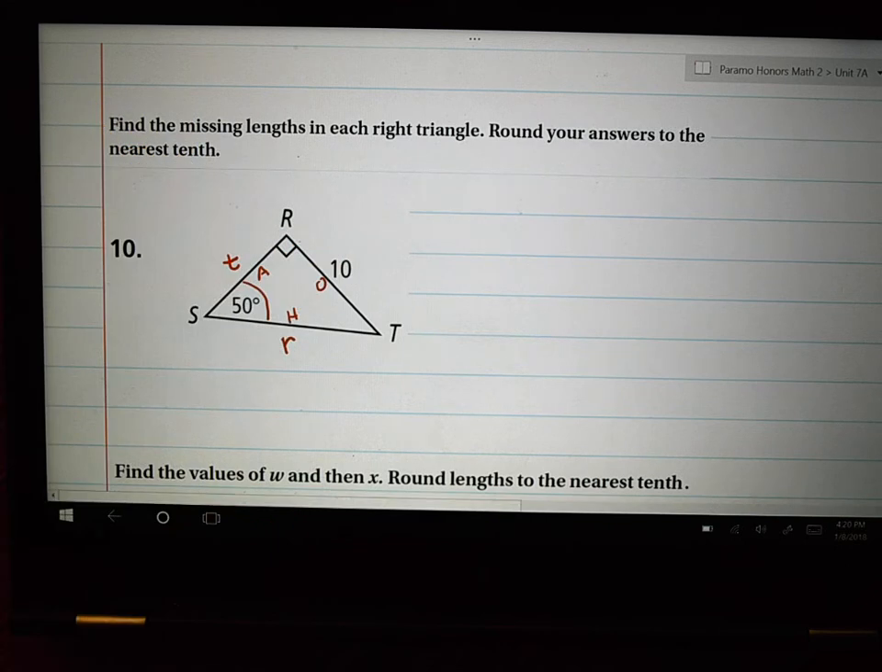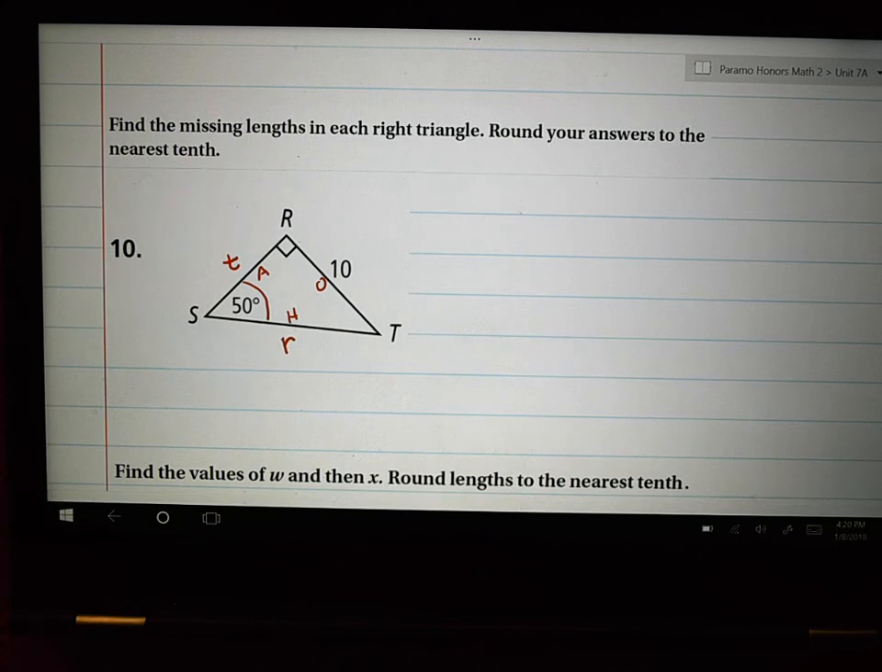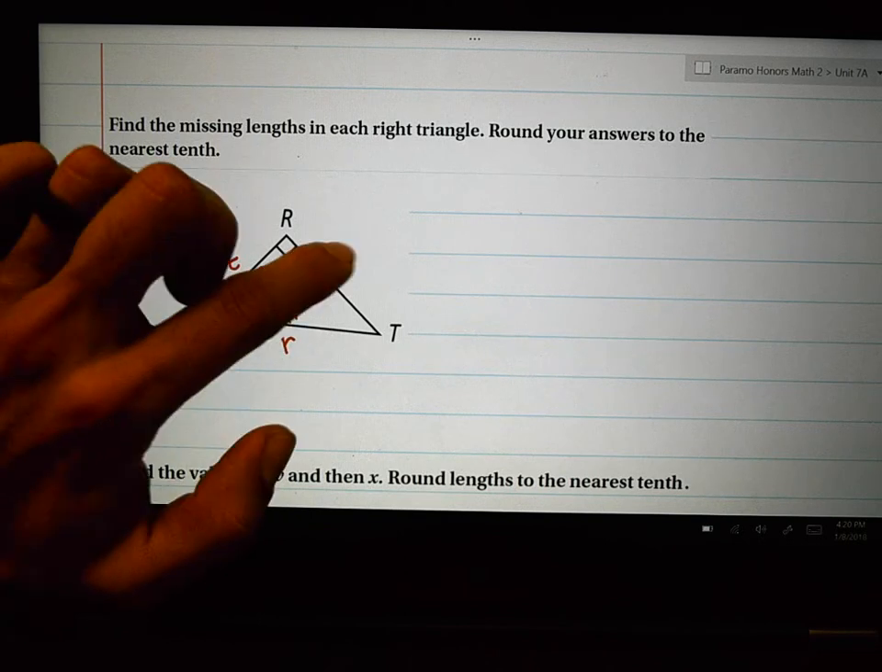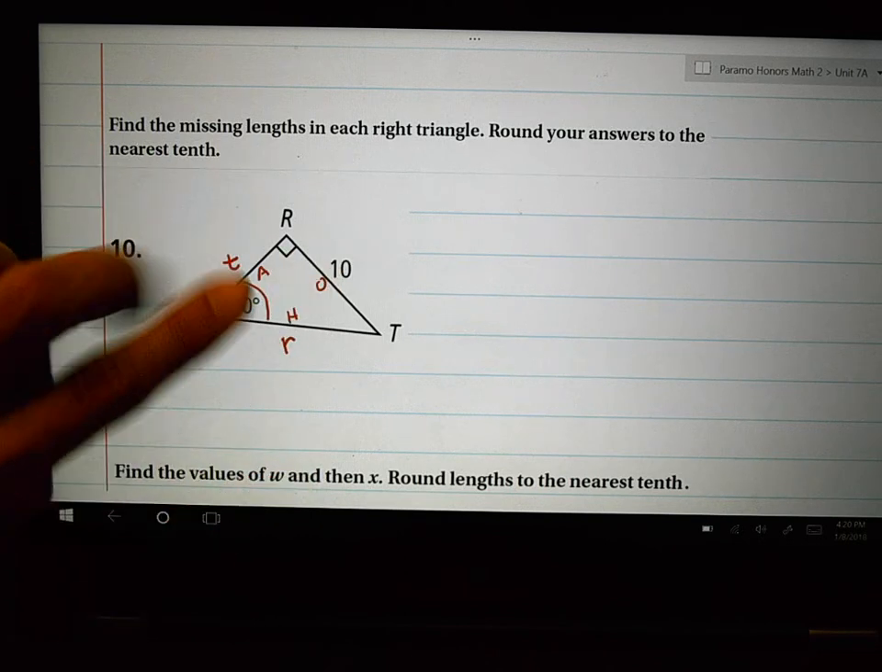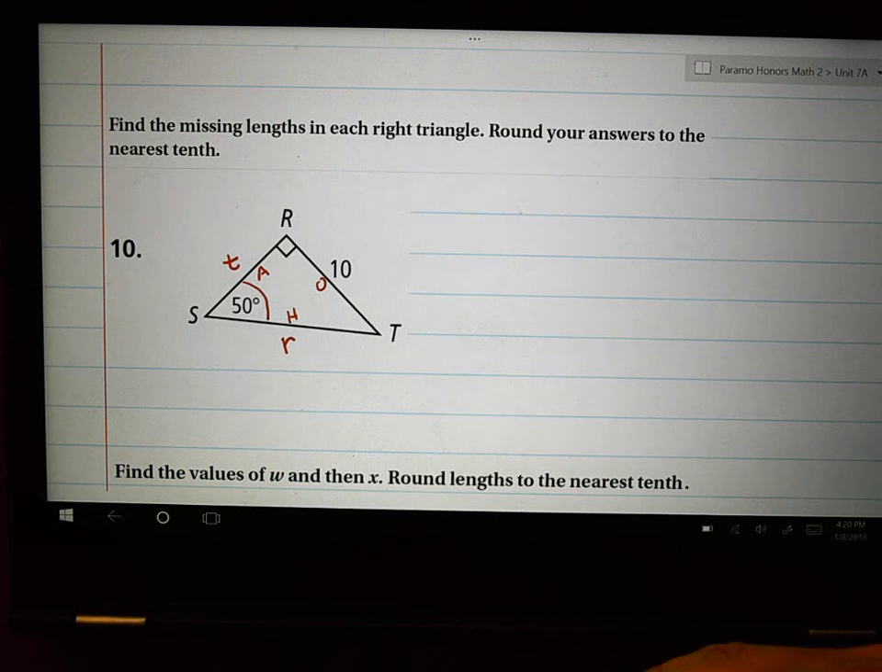What do I not know? I don't know what T is. I don't know what R is. So you're only going to pick either O and A or O and H, but you would never pick A and H because those are both unknown. We do not want to have more than one unknown in our problem.